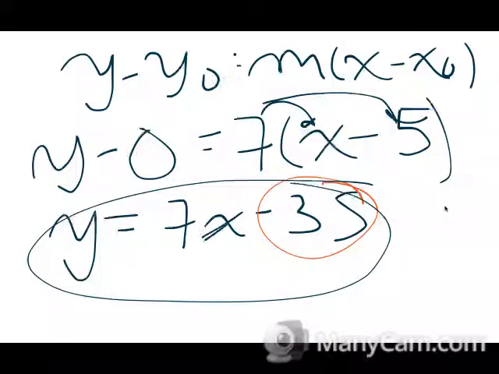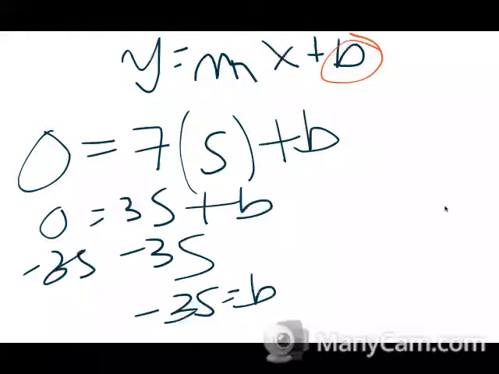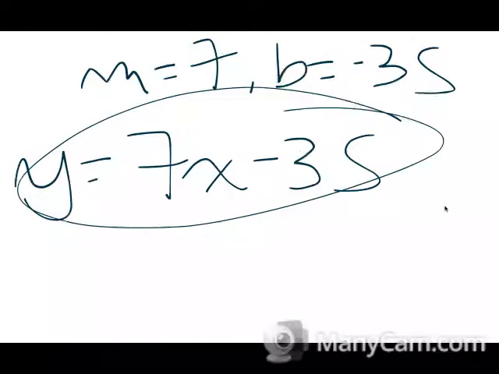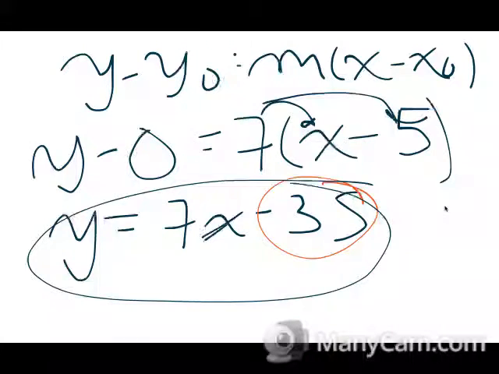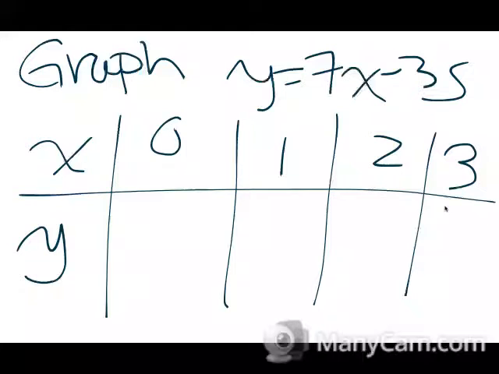Now that we've got the equation, using one of two methods, point-slope form or slope-intercept form, we want to graph it. There are two ways you can graph it: either using a table, choosing values and plotting points, or using the y-intercept and graphing from the equation. The first way is using a table.